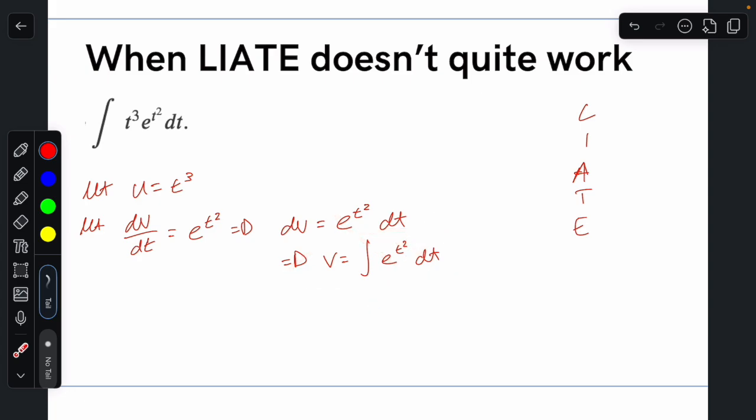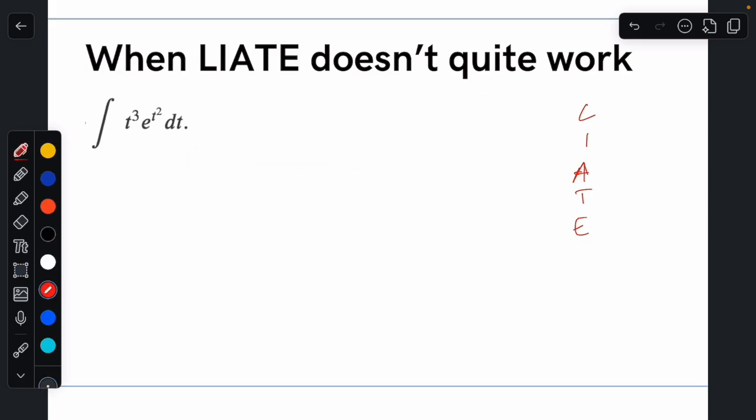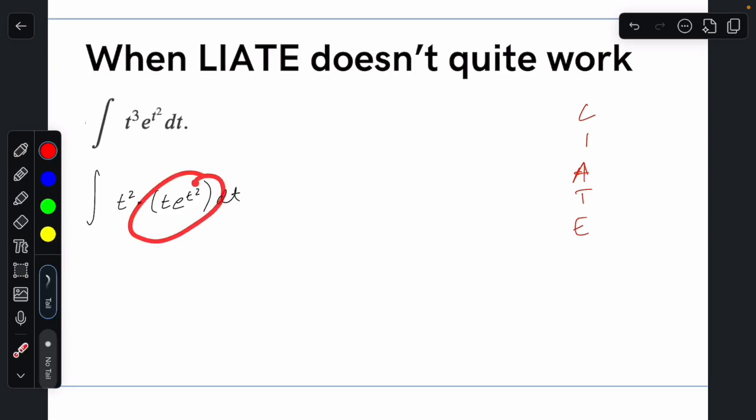Well, a few things to do. Think about it. This is the same thing as saying t squared times t e to the t squared dt, and we can evaluate this.